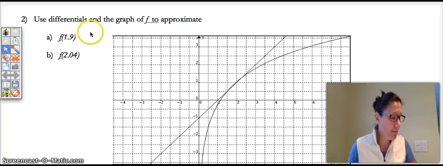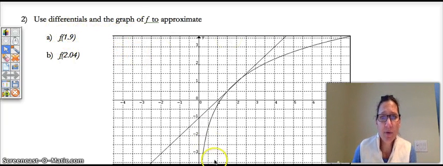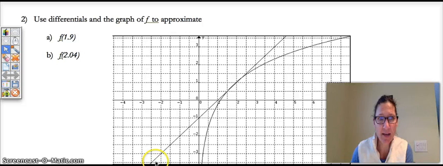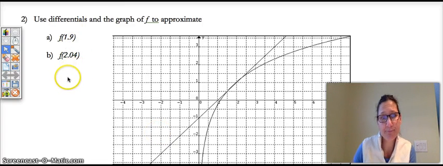Anyway, over here you'll notice we have a function that we don't know, but we have a tangent line right over here, and we want to use differentials, which means using the tangent line to approximate f. We don't know what the function is, but what we can do is find the equation of this tangent line and use it to approximate the function at these particular points at x equals 1.9 and at x equals 2.4.